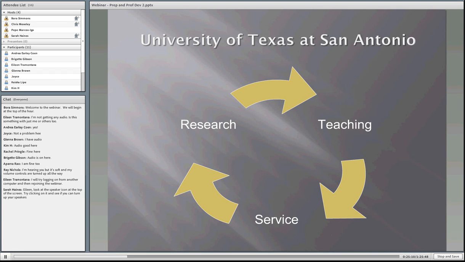Okay, this is Chris Mosley at the University of Texas at San Antonio, and I want to share a couple of ideas of how we've been using the guidelines in our professional development, in our coursework at the graduate and undergraduate level, and then also in our research.